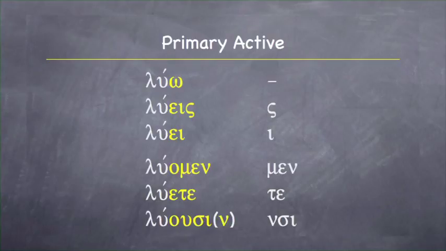The top row are your active forms. Your bottom row are your passive forms. So there's a total of 24 forms that you're going to be memorizing. And so far, we now know the top left quadrant, the 24 forms. And what are they? They are nothing, sigma, iota, men, te, nsi, and then o, eis, ei, omen, ete, ousi, or luo, lueis, luei, luomen, luete, luousi. Well, that's it for the primary active personal endings.